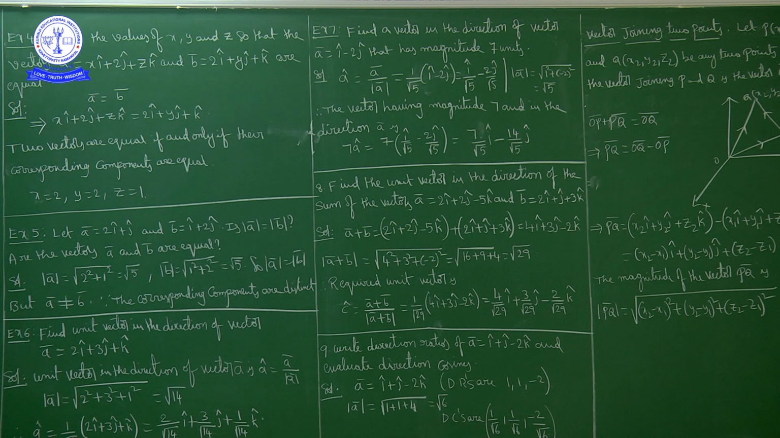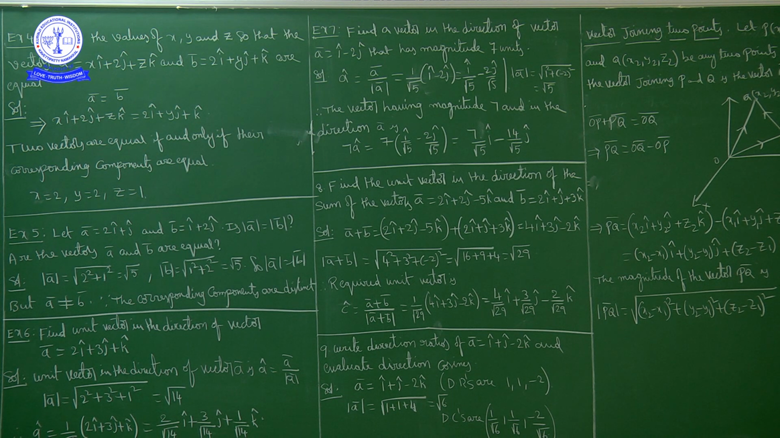Two vectors are equal if their corresponding components are equal. So the i component on this side is how much? x. Here the i component is how much? 2. So x has to be equal to 2. Now the j component on this side is how much? 2. The right hand side j component is what? y. So y equals 2. Next, the k component on the left hand side is z, and the k component on the right hand side is 1. So z is equal to 1.